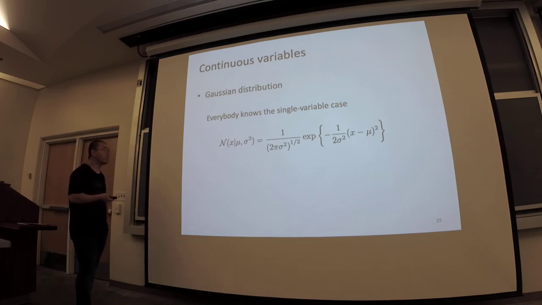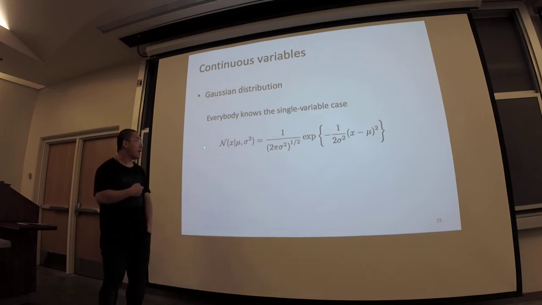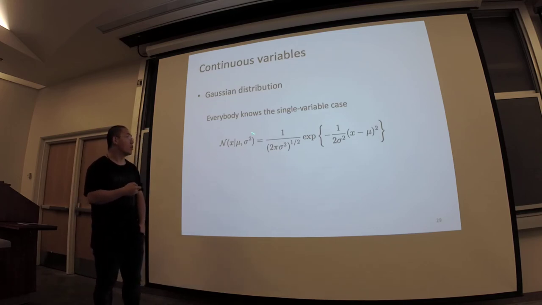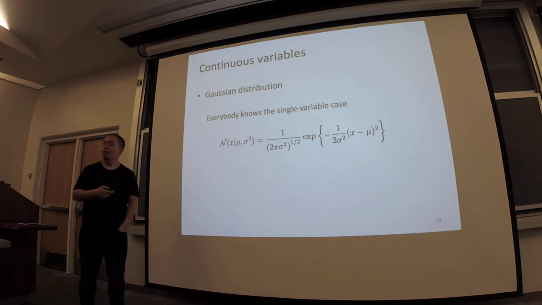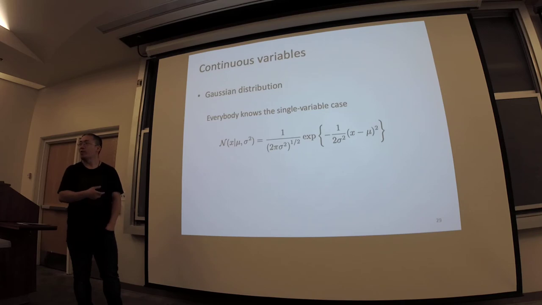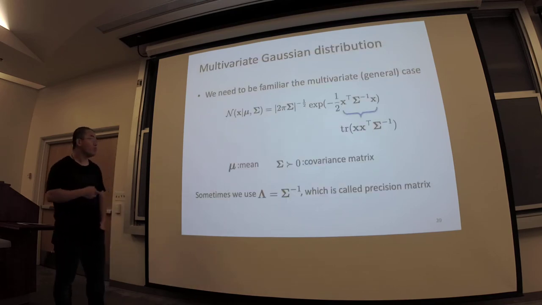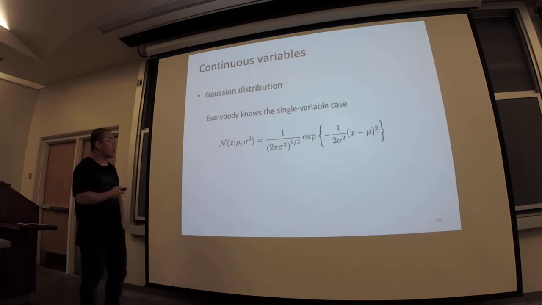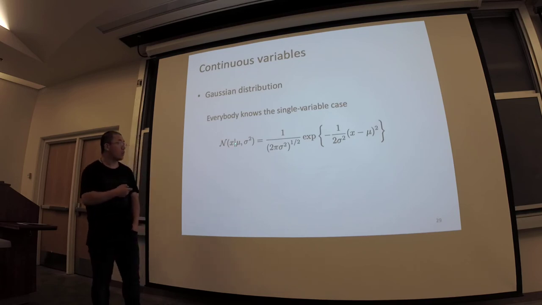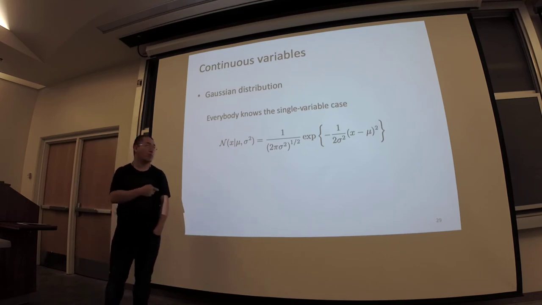And here is the density for the single variable Gaussian distribution. I hope everybody knows that, and everybody can memorize it. You can forget all of the other forms of distributions, but don't forget this. Basically, a scalar Gaussian distribution is determined by two parameters. One is called the expectation parameter or mean parameter, and the other is called the variance parameter. Given the mean and variance, you can determine the whole Gaussian distribution.